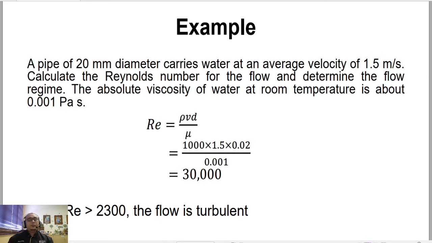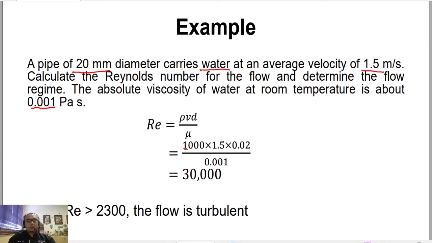Alright, example. A pipe of 20 mm diameter carries water. Okay, so kita punya fluid sekarang ni water, and kita punya diameter of pipe is 20 mm. Average velocity 1.5. Okay, velocity dah diberi. Calculate the Reynolds number of the flow and determine the flow regime. Flow regime means either laminar or turbulent. The absolute viscosity of water is 0.001 Pascal second.